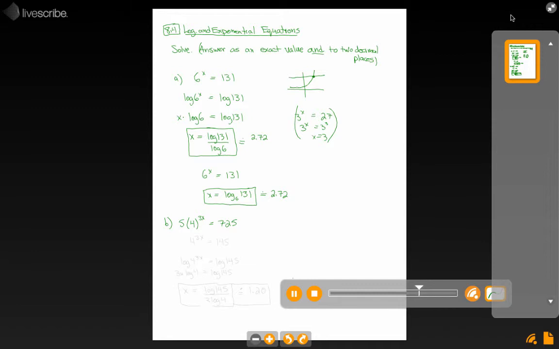So part B is a very similar question, a couple extra minor complications thrown in. There's this constant 5 out front, and the exponent is now 3x instead of x. Let's deal with the 5 first. Just divide both sides by 5, and you've got rid of that problem. 4 to the 3x equals 145.